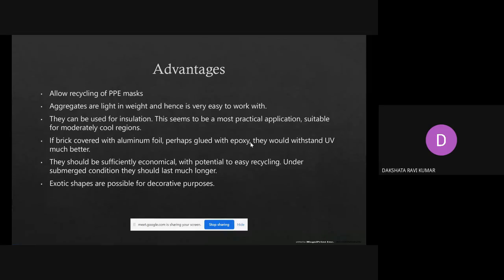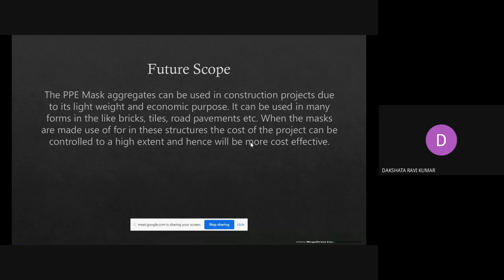And then the future scope is that the PP mask aggregates can be used in construction projects due to their lightweight and economic nature. They can be used in many forms: in bricks, tiles, roads, pavements, etc. And when the masks are used in these structures, the cost of the project can be controlled to a high extent and hence would be more cost effective.